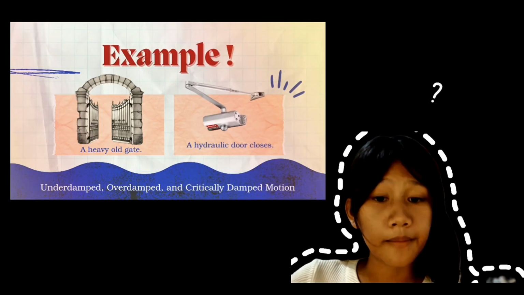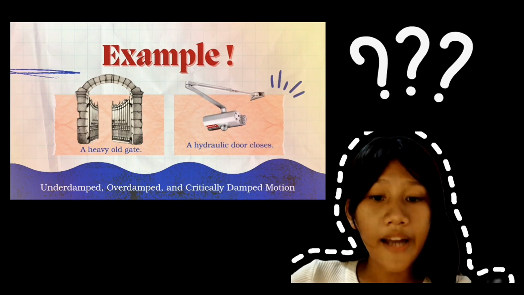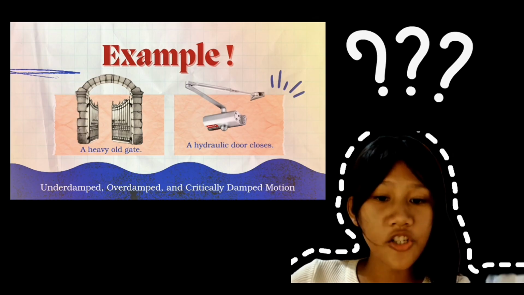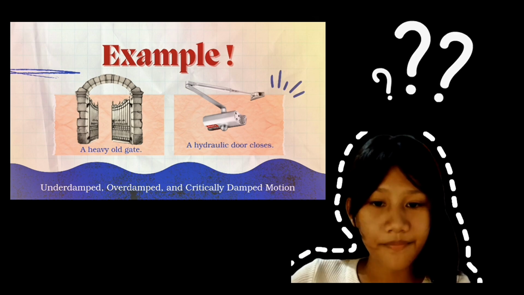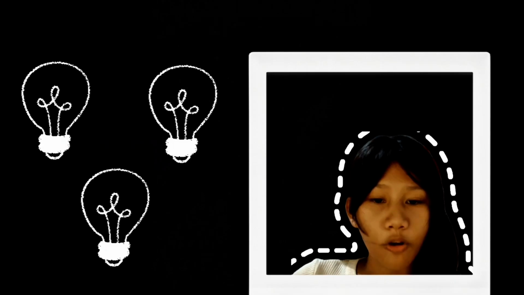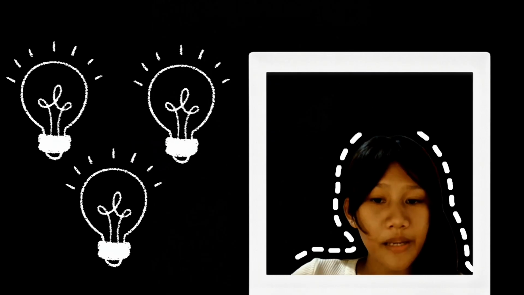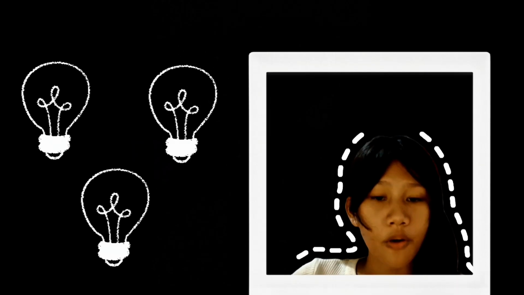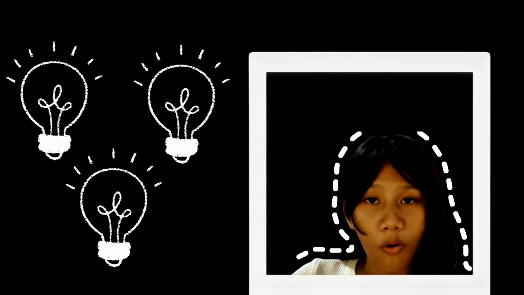For example, a hydraulic door closer and a heavy old gate. A hydraulic door closer slowly shuts the door. It doesn't swing back, but it also doesn't slam quickly. It gently moves until it's fully closed. A heavy old gate also closes slowly because of friction and its weight. It doesn't swing back and forth. It just slowly returns to rest. That's why both show overdamped motion. Slow, smooth movement with no oscillations.